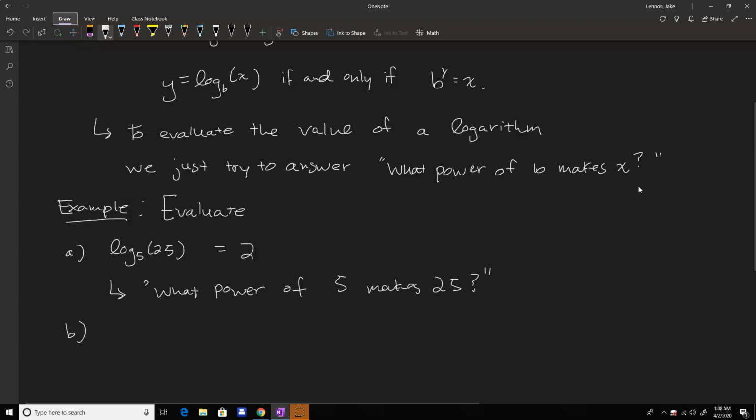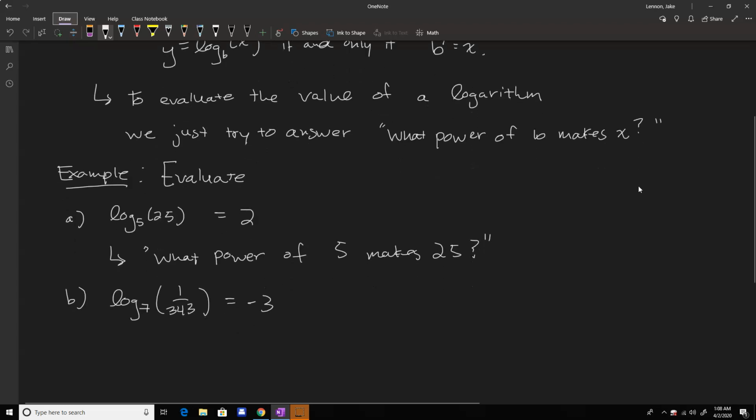What if we did the log base 7 of, say, 1 divided by 343? Now, if you don't recognize that as a power of 7, that's okay, but basically 7 to the third power is 343, so that makes this negative 3. And why is that? This is basically because if you take 7 and you raise it to the negative third power, you get 1 over 343.